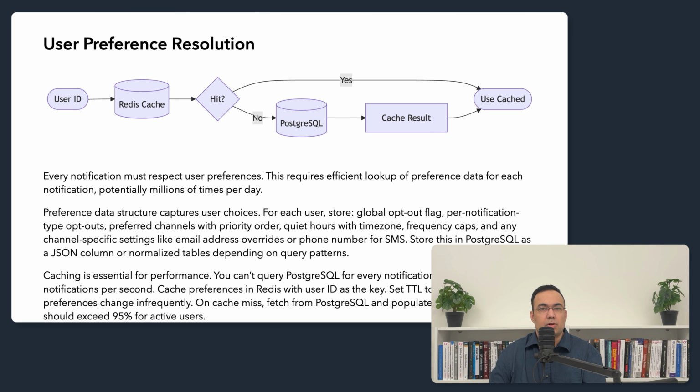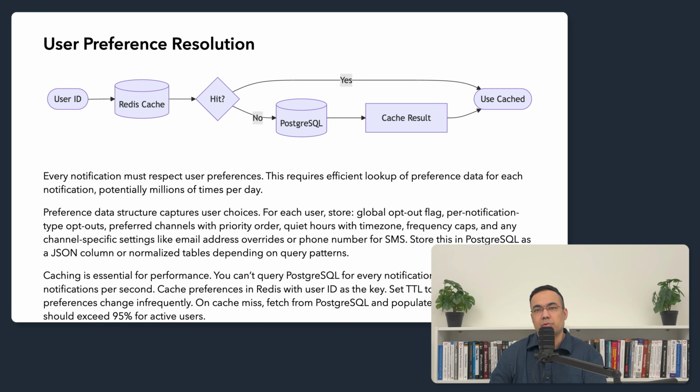Now let's examine resolving user preferences because every notification must respect what the user has chosen. This requires efficient lookup of preference data for each notification, potentially millions of lookups per day. The preference data structure captures the user's choices. For each user, you should be storing a global opt-out flag if they have unsubscribed from everything, per notification category opt-outs, preferred channels with priority order, quiet hours, location, frequency caps, and any channel-specific settings like a different email address for notifications.